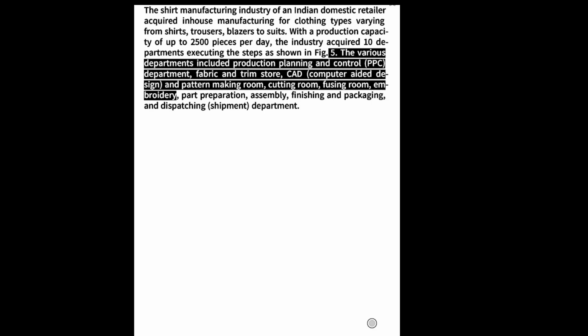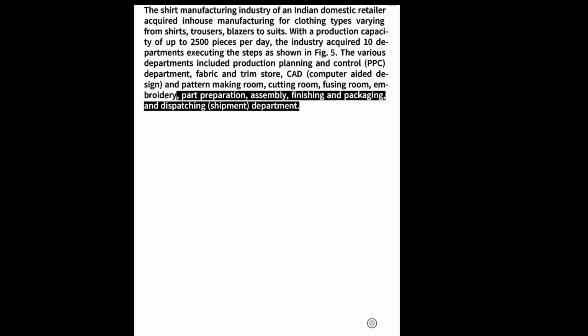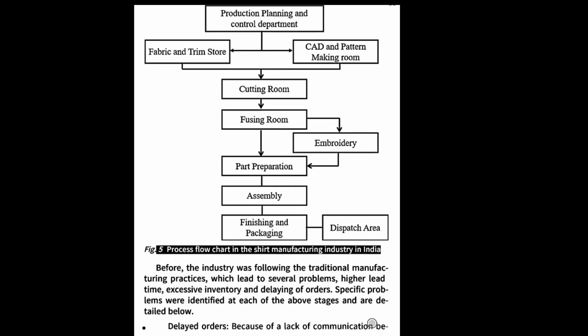5. The various departments included Production Planning and Control (PPC) Department, Fabric and Trim Store, CAD (Computer-Aided Design) and Pattern Making Room, Cutting Room, Fusing Room, Embroidery, Part Preparation, Assembly, Finishing and Packaging, and Dispatching Shipment Department. Fig. 5 Process Flow Chart in the shirt manufacturing industry in India.